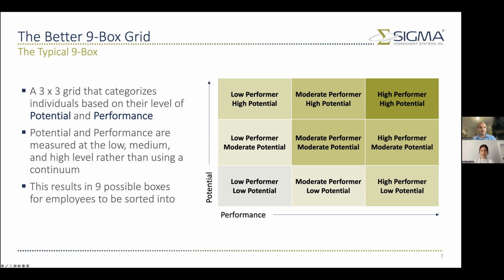Now, the last one here that we should get to is the bottom left, where employees have both low performance and also limited potential. And these are situations where employees probably require some sort of intervention plan or performance improvement plan to address any deficiencies.